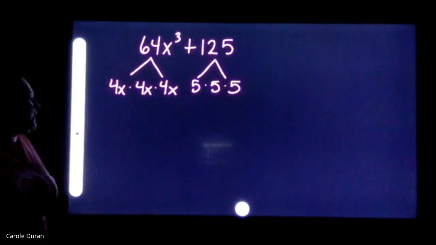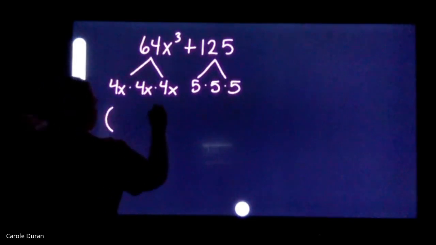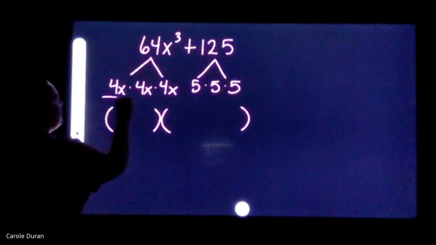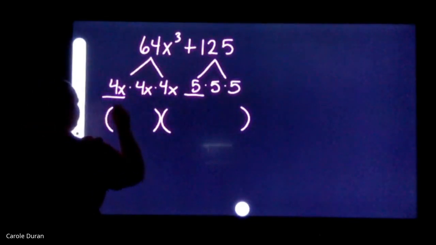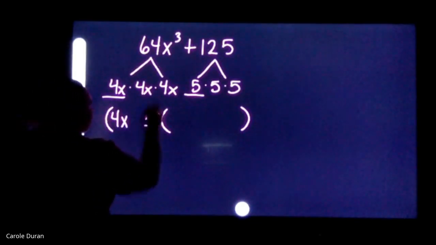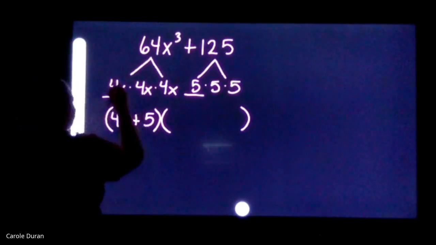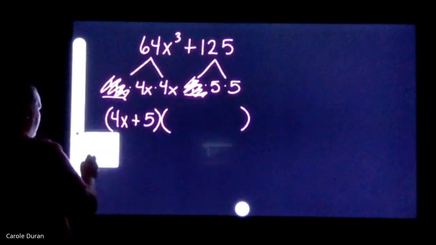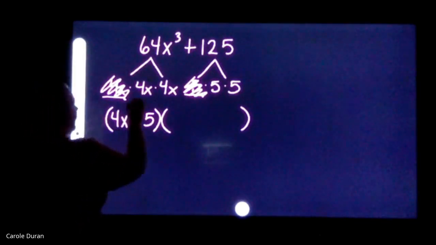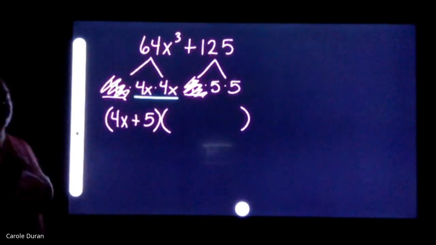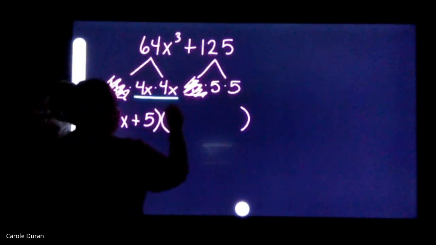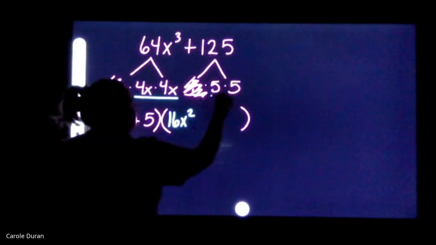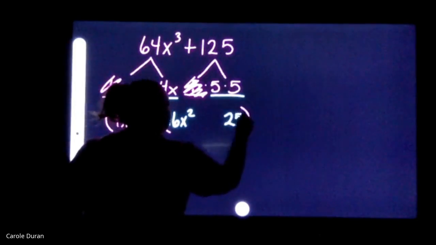Then I just go ahead and I factor this. I take one of each root, and that makes up my first factor with the original sign from the problem, so addition here. Once I've used it, I get rid of it. I take what's left. 4x times 4x gives me 16x squared. 5 times 5 gives me 25.